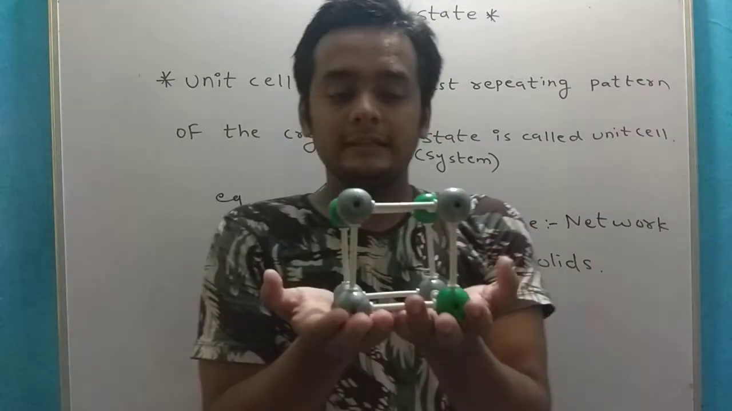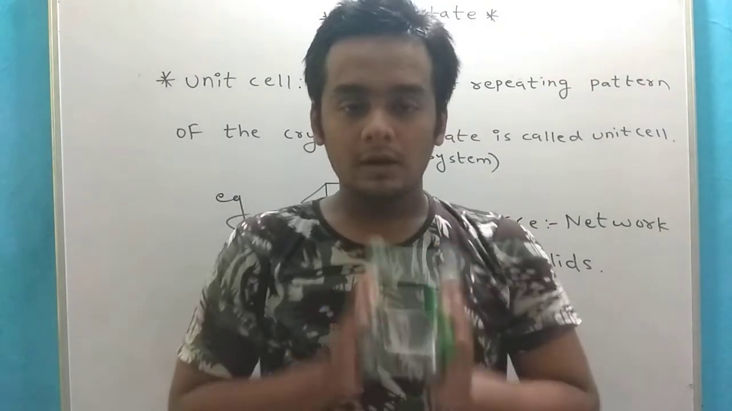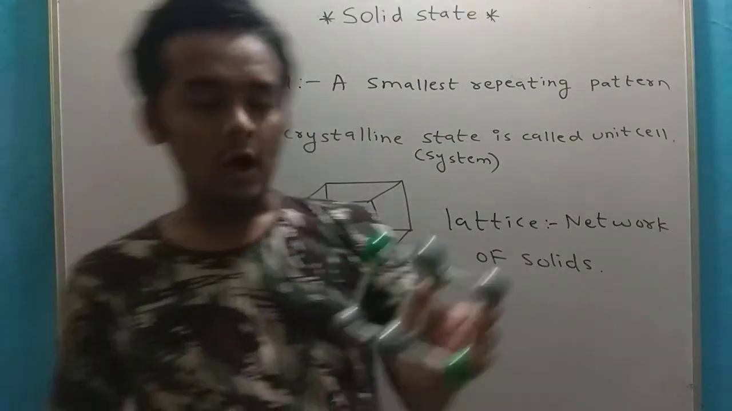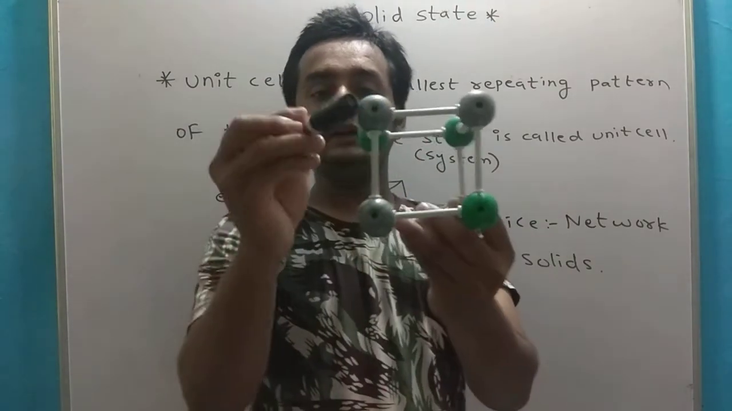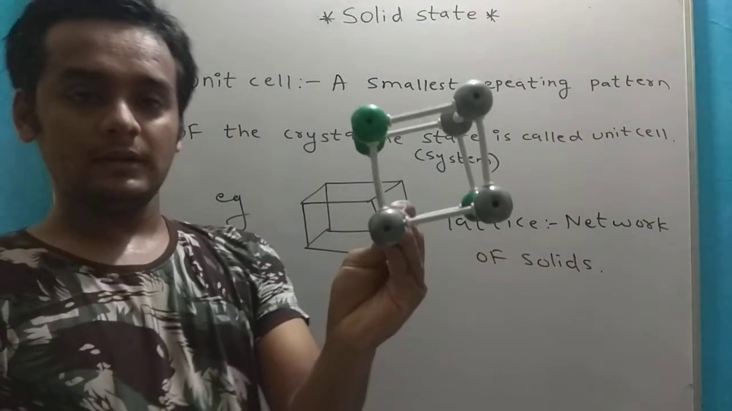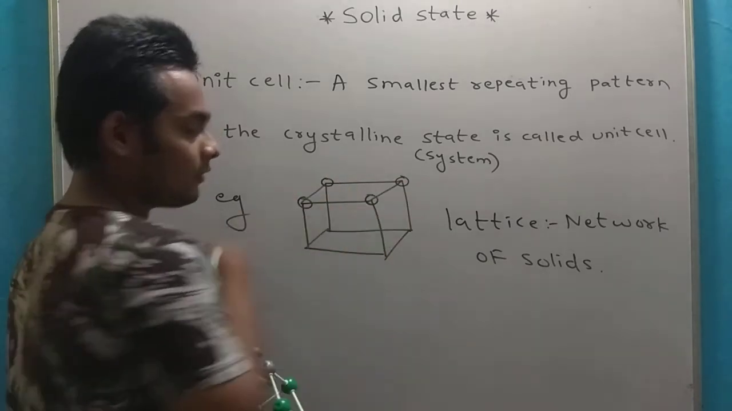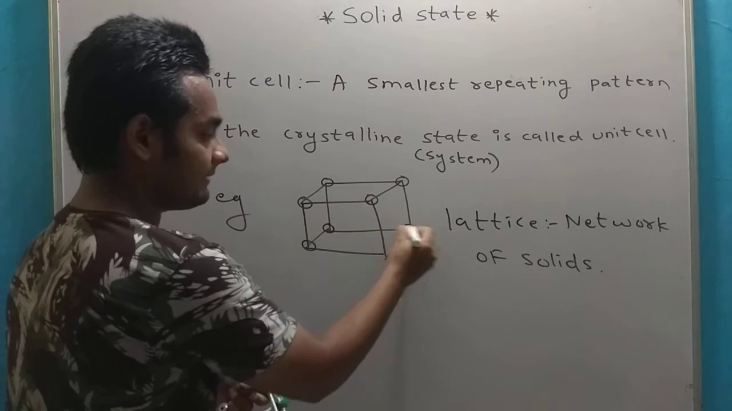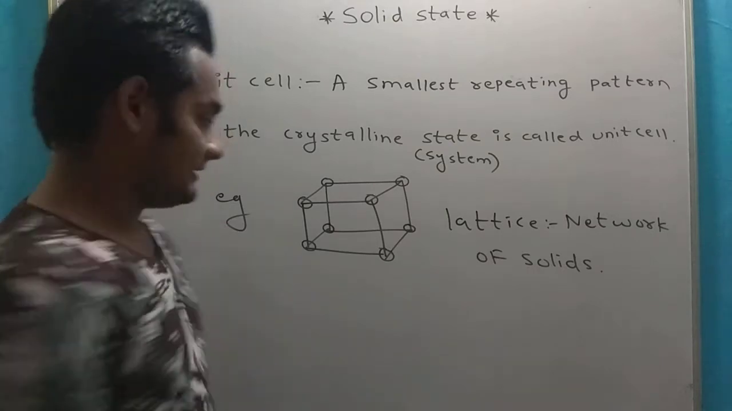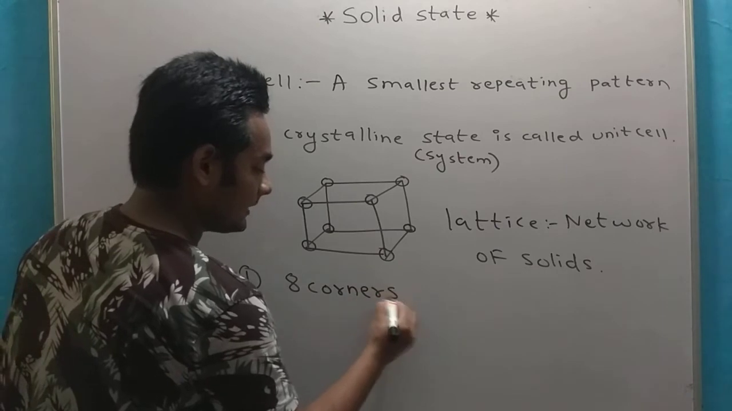Now as you can see, this is the unit cell present here, and if I ask you how many corners are there in this? 1 2 3 4 5 6 7 8. You can see, correct? Here also, if you look carefully, 1 2 3 4 5 6 7 8. So there are a total of 8 corners.